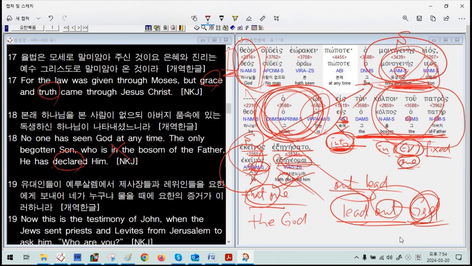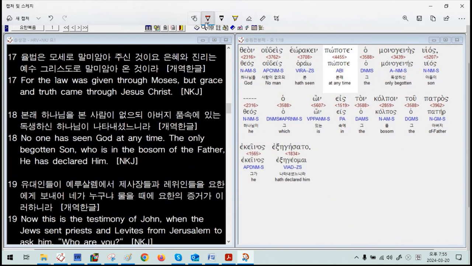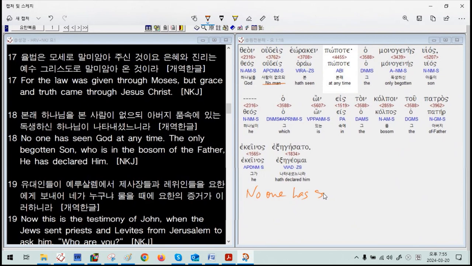God is the accusative. So this is a subject, this is a verb, this is an object, right? So then we can conclude the Greek literal translation. So first one, this one: no one has stared.